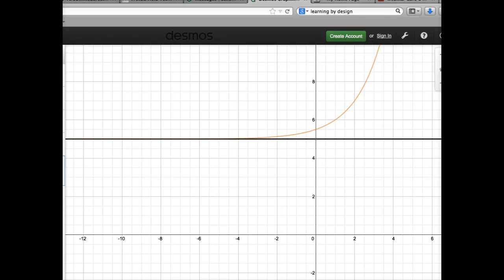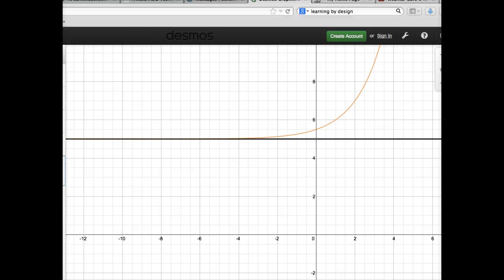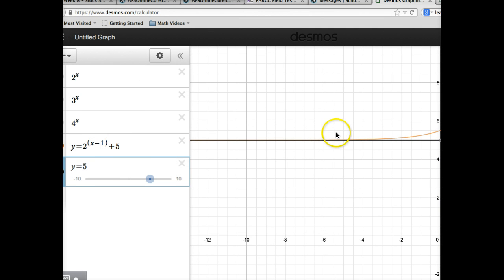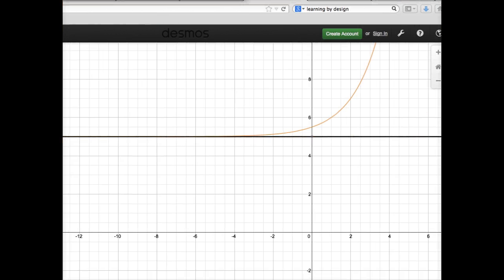Anytime you have a plus 5 on the end, or plus something like this or a minus something, that is going to be your new horizontal asymptote. Sorry, guys. Graphing is kind of complicated.